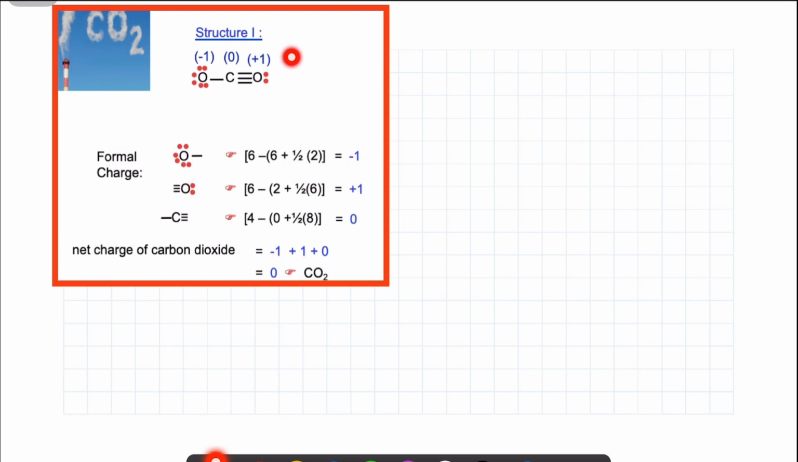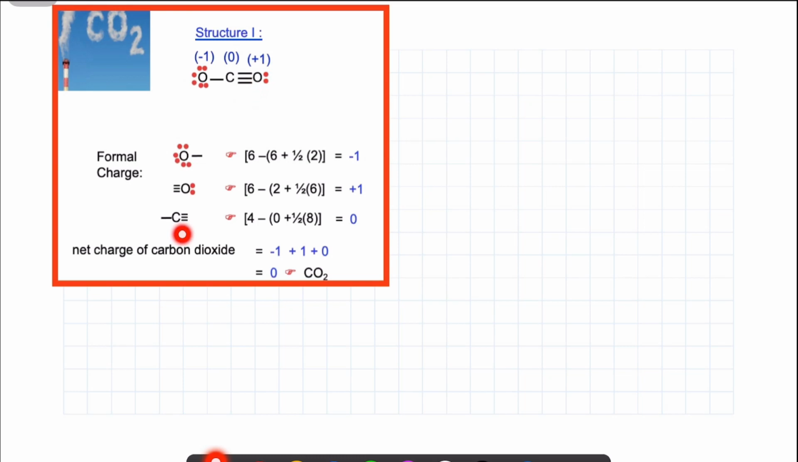For the oxygen at the right side, with the same formula, 6 valence electrons for the oxygen minus 2 because there are only 2 dots, and plus half of the 6 because there are 3 bonds. 1 bond is equivalent to 2 electrons and 3 bonds equivalent to 6 electrons, and the formal charge for the oxygen is positive 1.